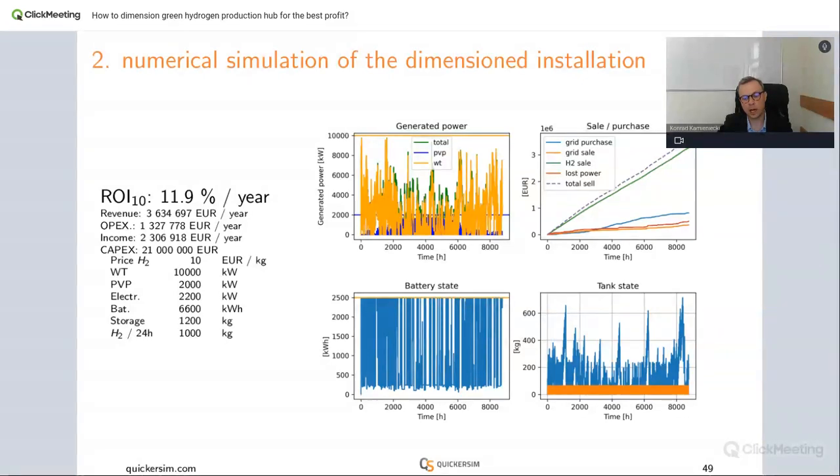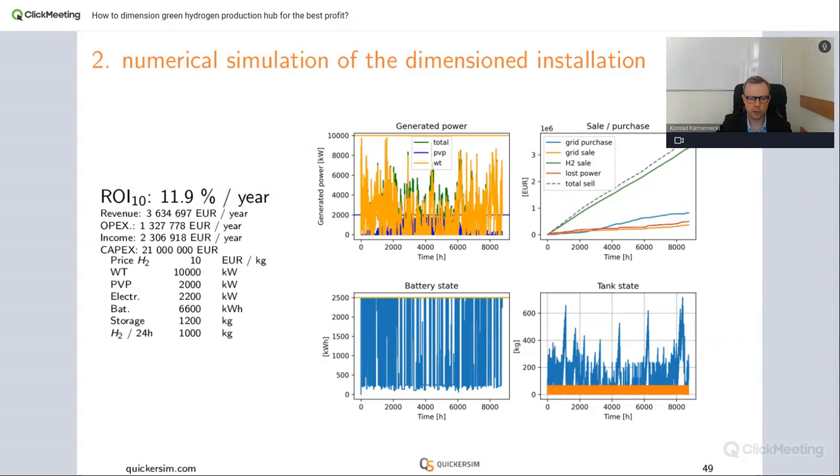We can sell only 1 hour to the grid. So the rest of the energy is lost. So this is it. And actually, based on this chart, we can make a nice conclusion that sometimes we have to buy a lot of energy. So something's wrong with the dimensioning of the installation. We must search for other solutions.